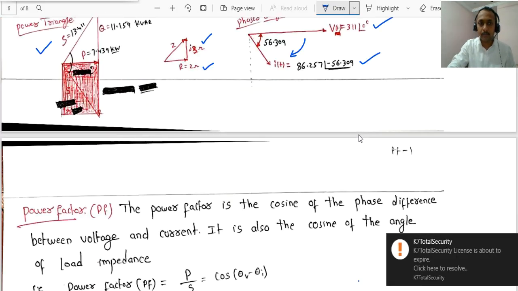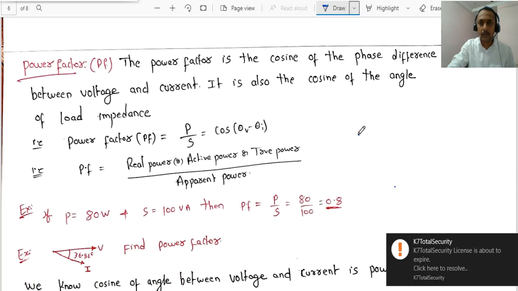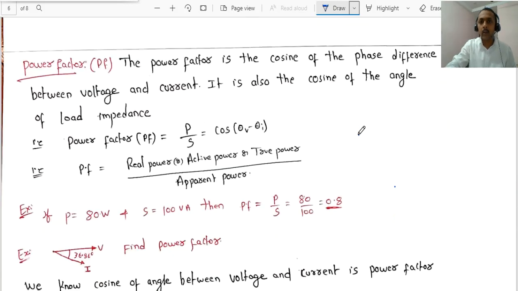Observe, it is simply defined as the cosine of the phase difference between voltage and current. Simple. The cosine of the angle between voltage and current is called the power factor. It is also the cosine of the angle of the load impedance. I will explain what this means.